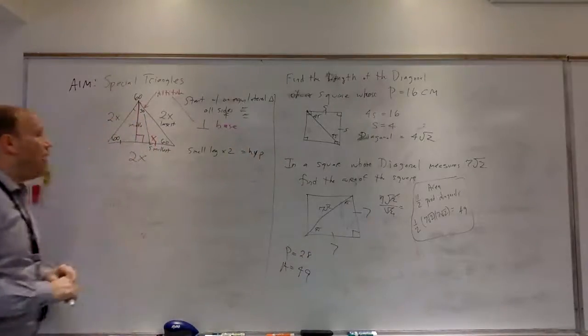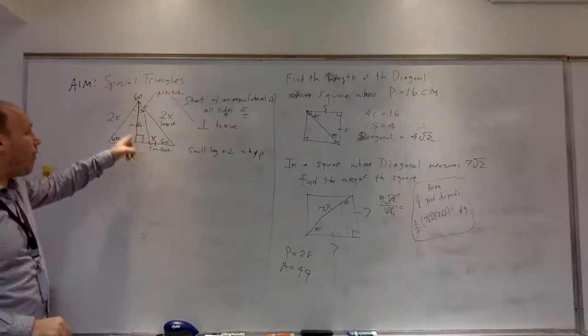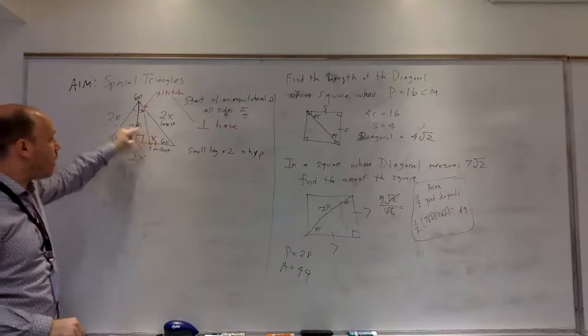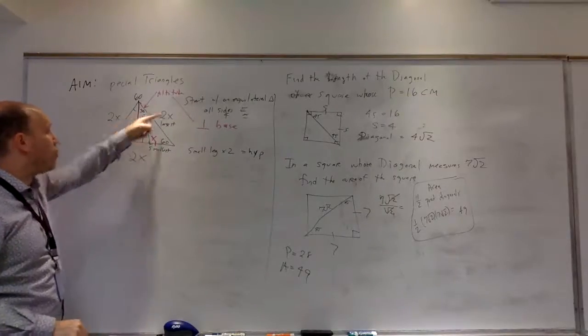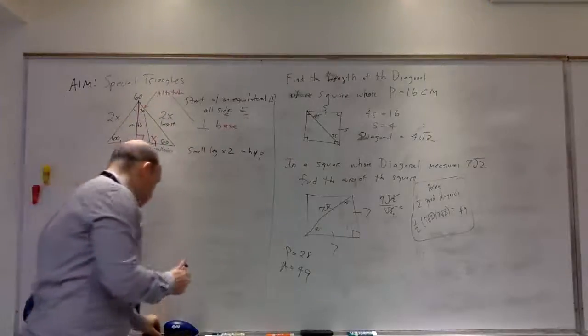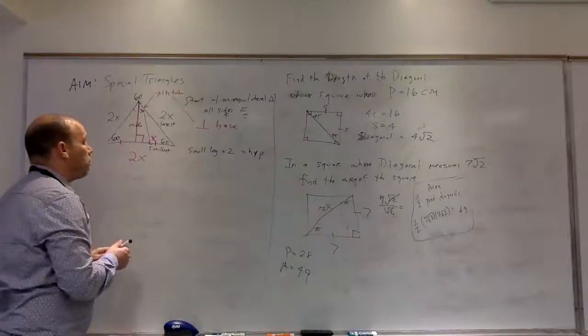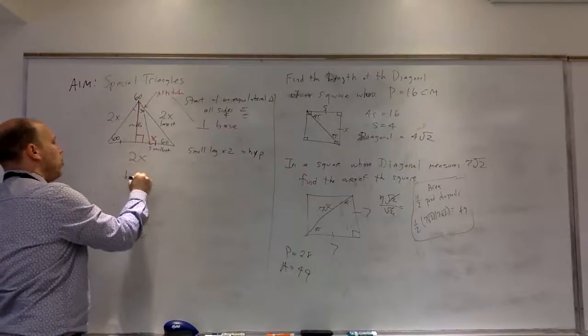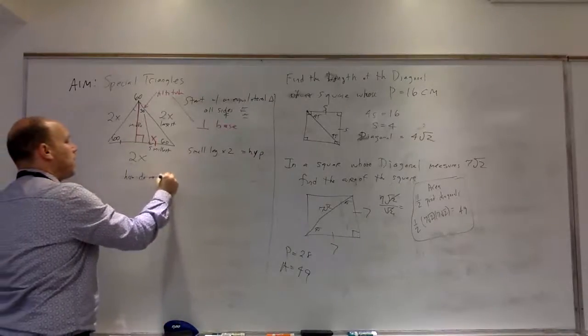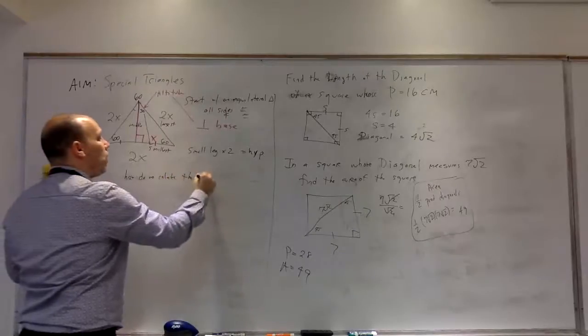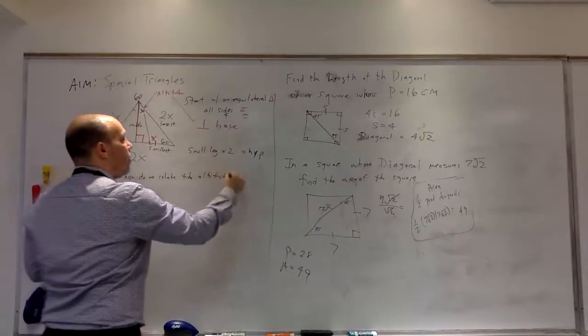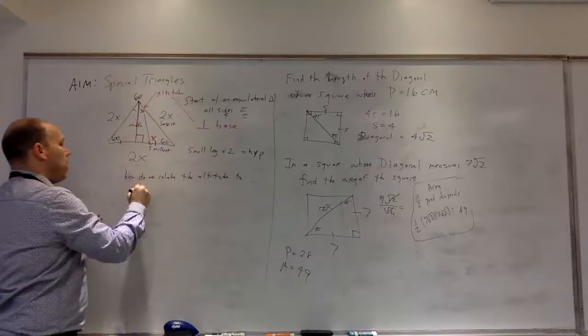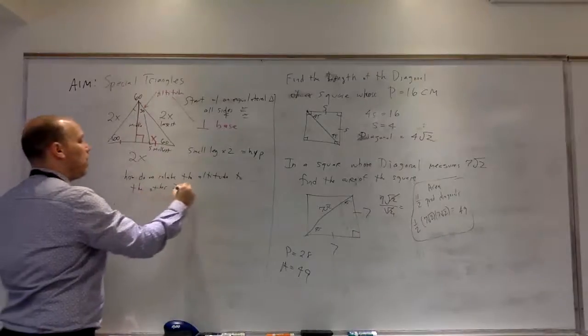It's kind of cool. What's this side though? How do we go from the small leg to the altitude, or the altitude to the hypotenuse? Well, we have a right triangle. So how do we relate the altitude to the other two sides?